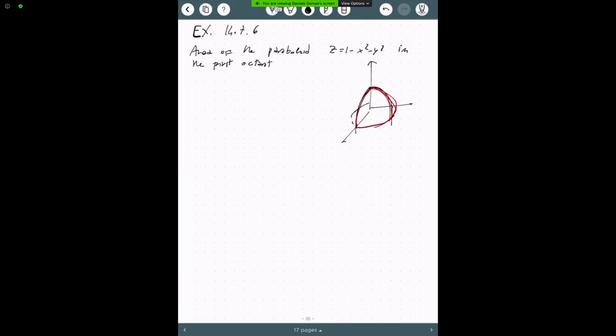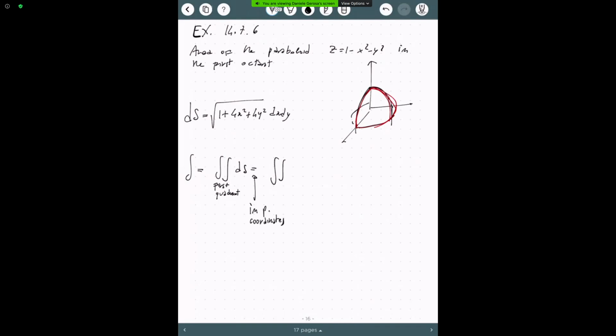We compute the dS. dS is going to be the square root of 1 plus what? So you take the derivatives, you get 4x squared plus 4y squared dx dy. Well, this is not constant anymore. And the surface integral is going to be a double integral on the first octant. Actually, first quadrant, because this is a two-dimensional domain, of dS, and we can write directly in polar coordinates.